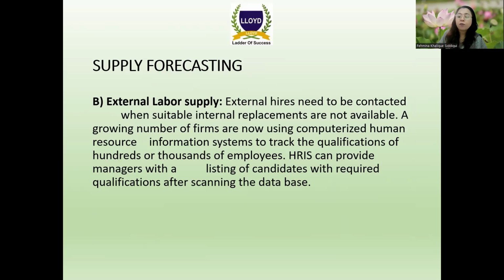Now we did the internal supply of labor for the organization by finding out who is going to be transferred or promoted, or succession planning, through Markov analysis, trend analysis or judgmental decisions. Let us now find out what the external labor supply is. External hires need to be contacted when suitable internal replacements are not available. So if we are not able to fill up the vacant positions internally, we need to find prospective candidates from outside the organization. A growing number of firms are now using computerized human resource information systems to track the qualifications of hundreds of thousands of employees. HRIS can provide managers with a listing of candidates with required qualifications after scanning the database.